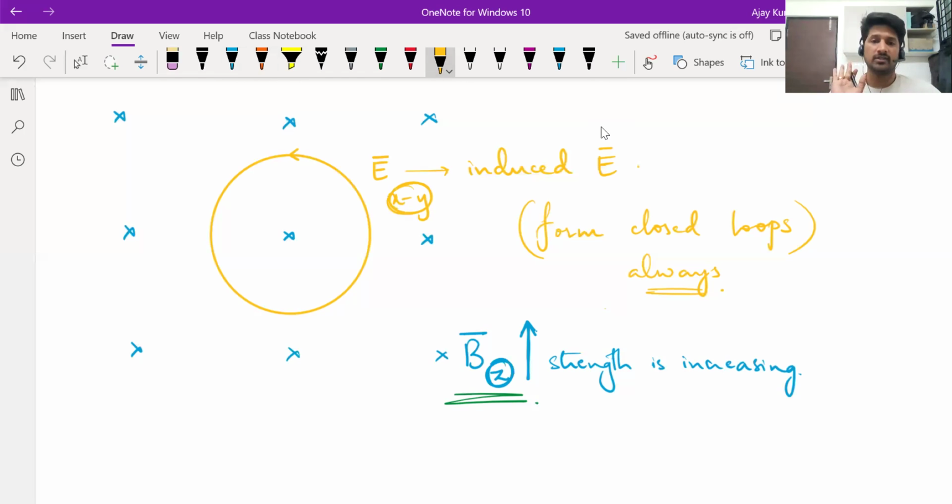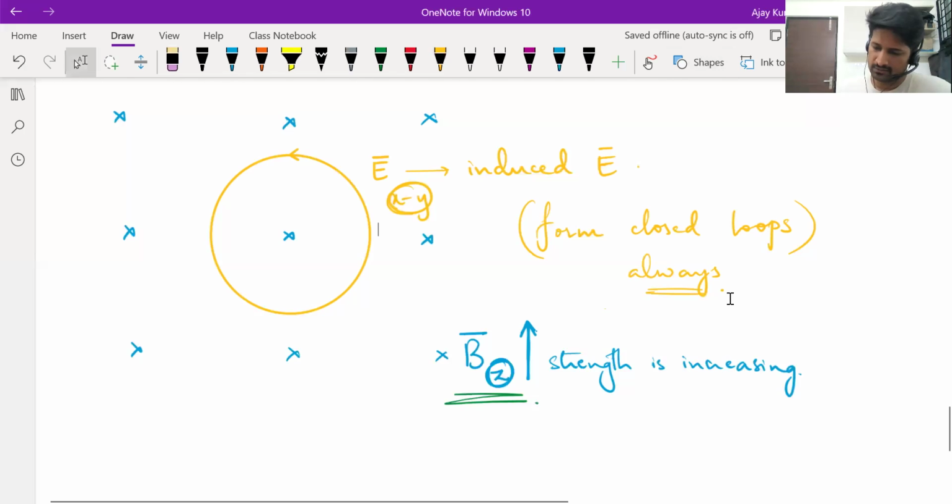This is also always true. In whichever direction you have the magnetic field, the induced electric field gets produced in a plane perpendicular to the direction of the magnetic field. So here the magnetic field was in the Z direction, the induced electric field is in the XY plane. Had the magnetic field been along the x-axis, the induced electric field would have been in the YZ plane. It always happens like that.